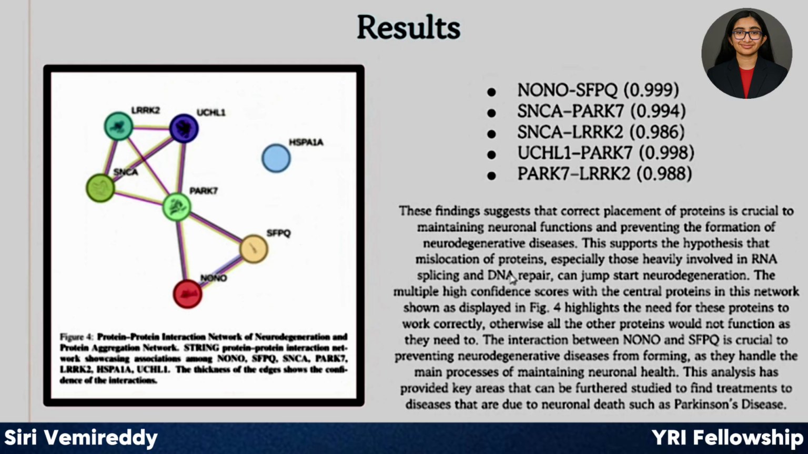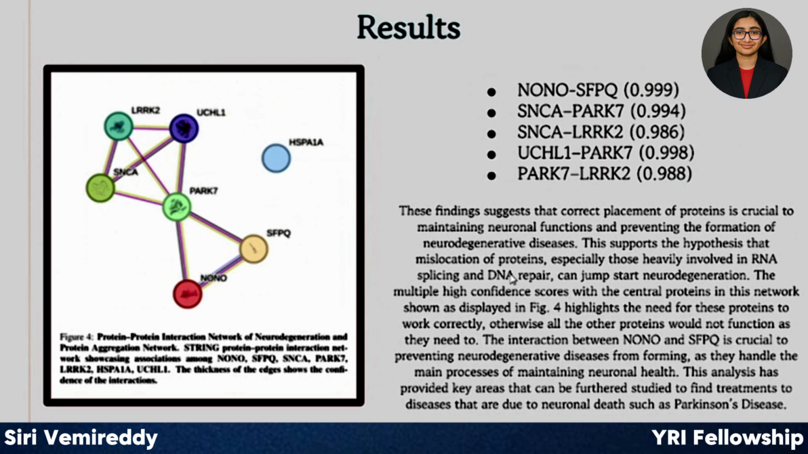And these findings help suggest that the placement of proteins is crucial to maintaining neuronal functions and preventing the formation of neurodegenerative diseases. This supports the hypothesis that mislocalization of these proteins, especially the ones that are highly involved in RNA splicing and DNA repair, such as the NONO and SFPQ interaction, which is seen as one of our higher level interactions as it has a confidence score of 0.9, can help jumpstart neurodegeneration.